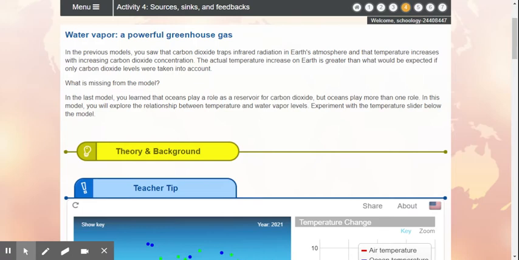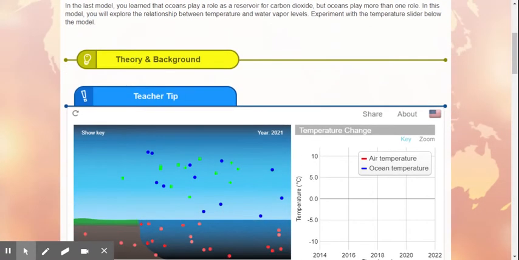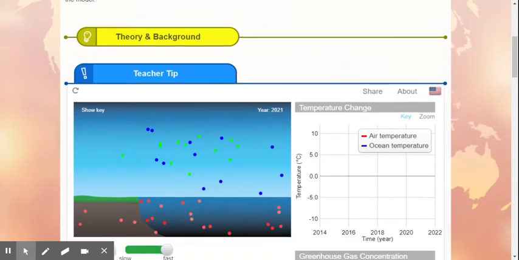In the last model, you learned that oceans play a role as a reservoir for carbon dioxide, right? A sink. Carbon dioxide is dissolved in the ocean, and so it's not in the atmosphere. So it can't cause the Earth to warm if it's stuck in the ocean. But oceans play more than one role. In this model, you'll explore the relationship between temperature and water vapor levels. Experiment with the temperature slider below the model.